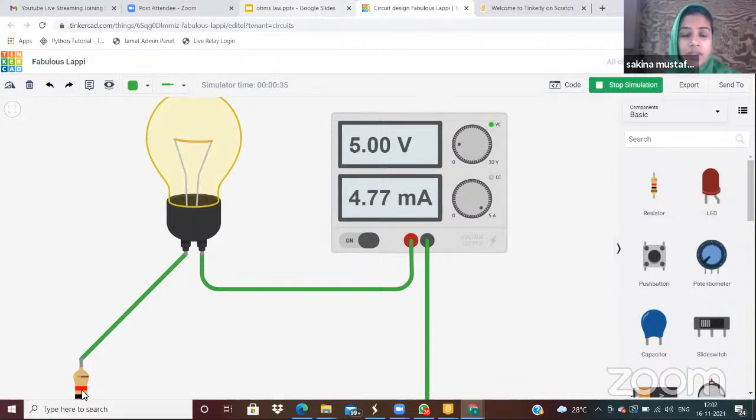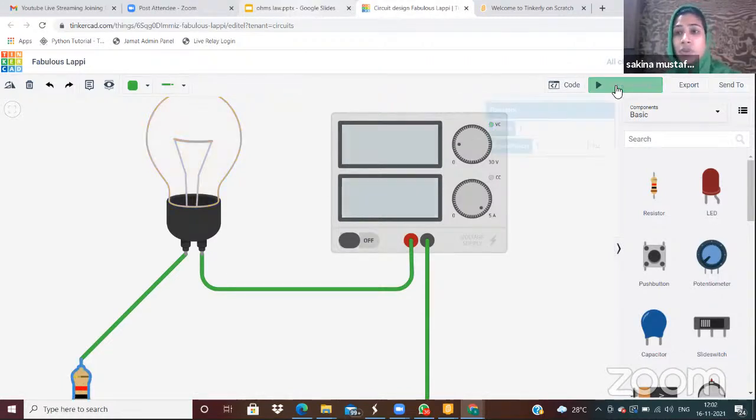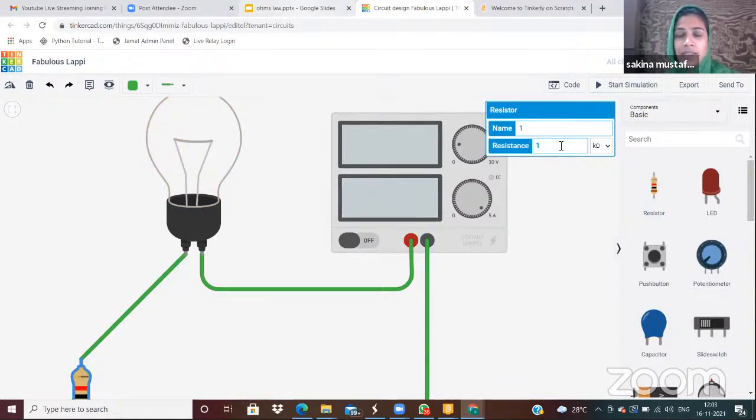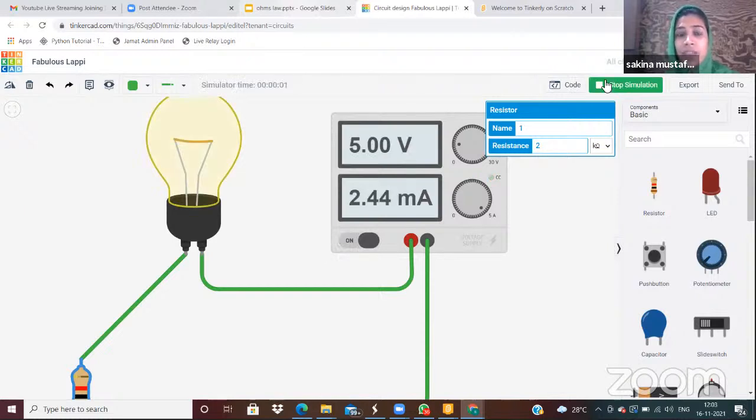If I change the resistor value, let's say the resistance is 2K ohm, now let's check it. You see, when I increase the resistance value, the voltage is the same, 5 volts, but the current has dropped. You can see the color of the bulb has also lowered, right? So when we increase the resistance, the current value is decreasing. It happens because of the resistance.